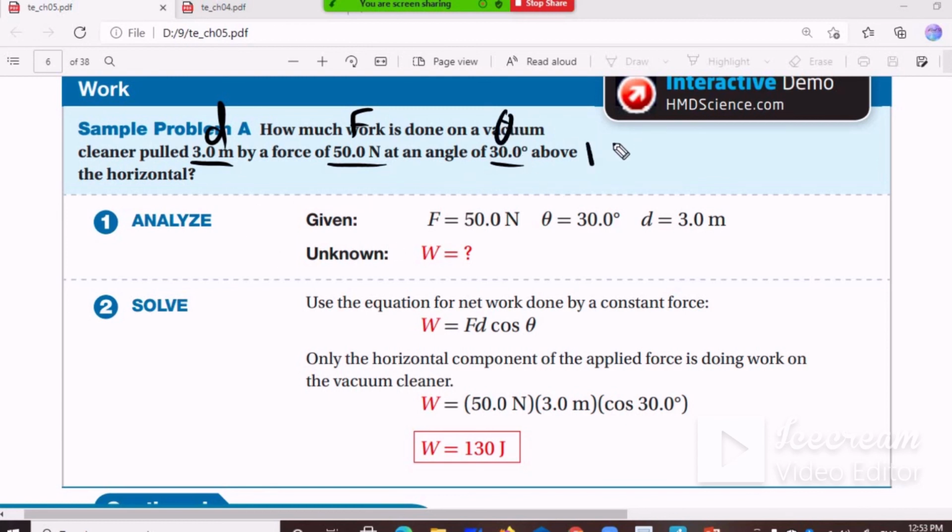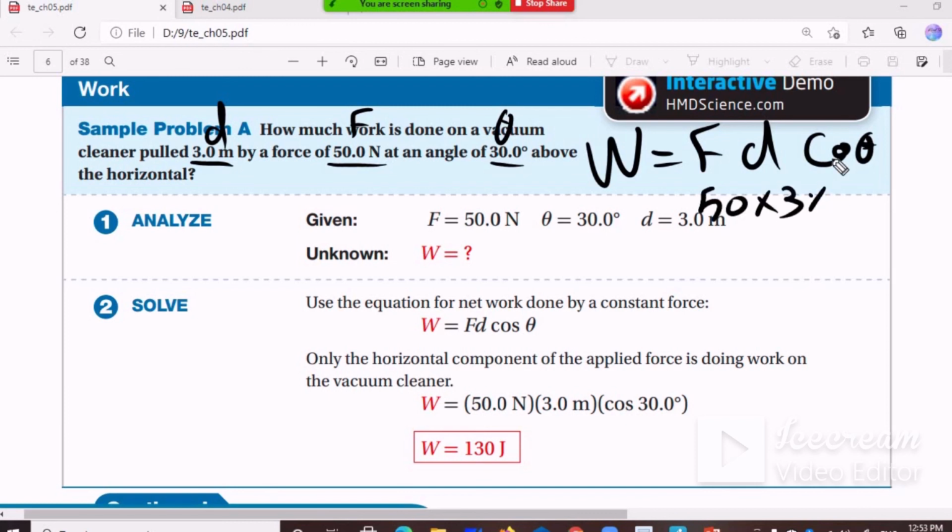Now he wants work, which equals FD cosine theta. Now F equals 50, D is 3, and cosine 30, like that. By calculator it equals 130 joule. Don't forget joule, please. Most of the work problems will be like that. Very simple, very easy to understand and to answer.